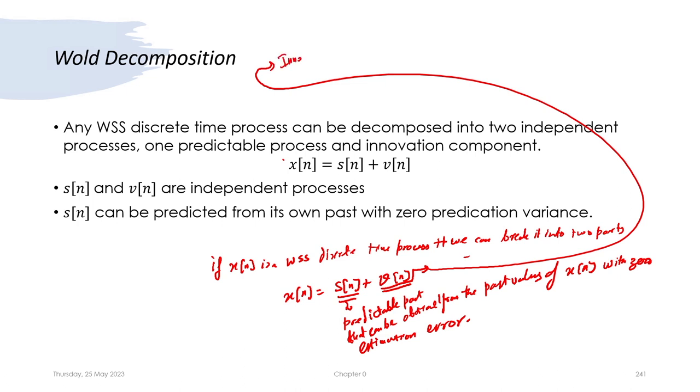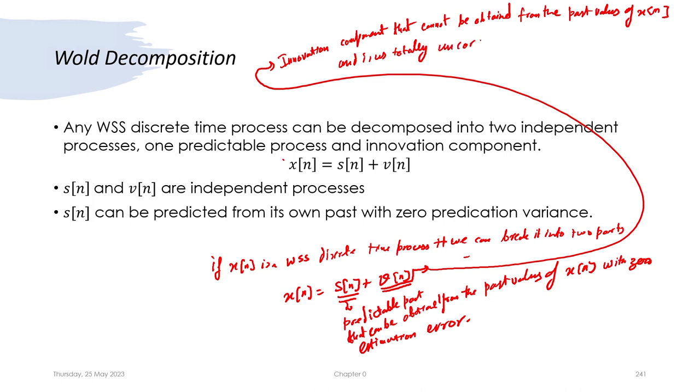This is the innovation component of xn, and is totally uncorrelated with the past values of xn. So, this is the whole decomposition, and this is how we can decompose any practical wide-sense stationary process into two parts.